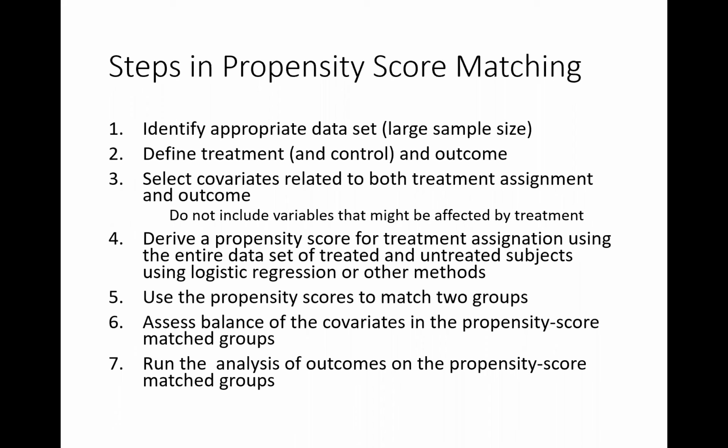So you need a large sample size. You define the treatment and control, and then you have to select the covariates you're going to use for your propensity score.